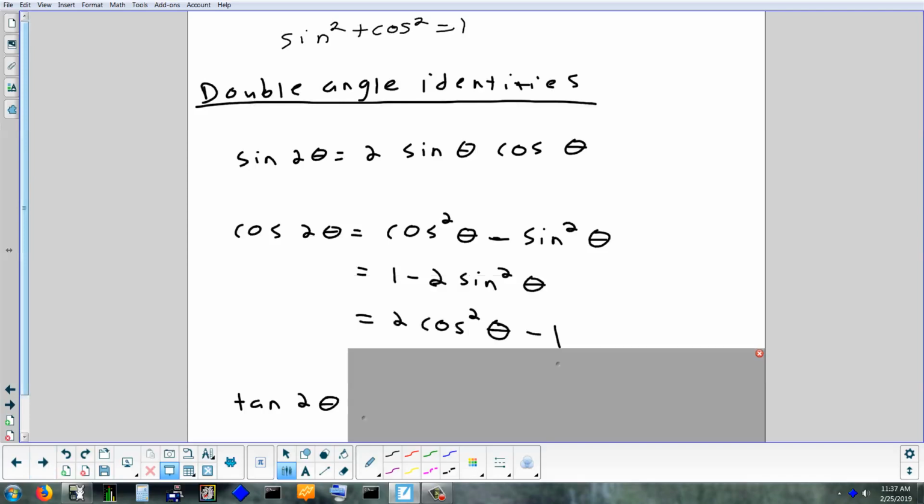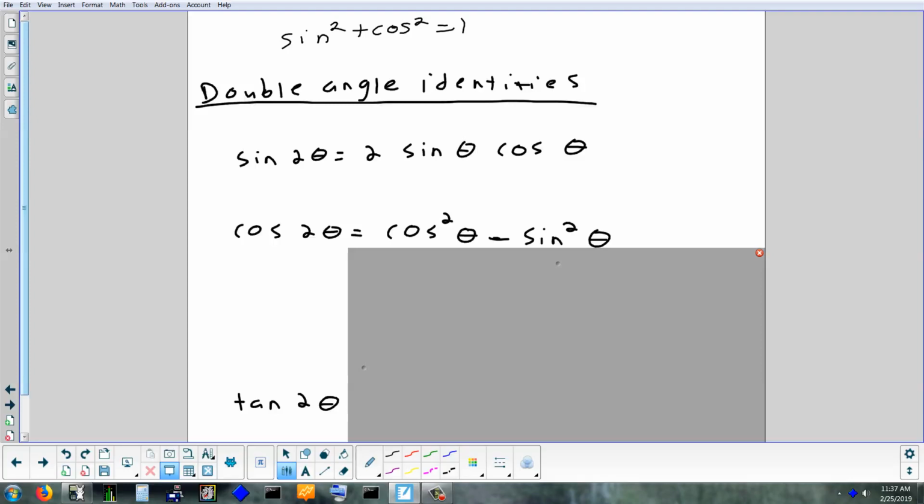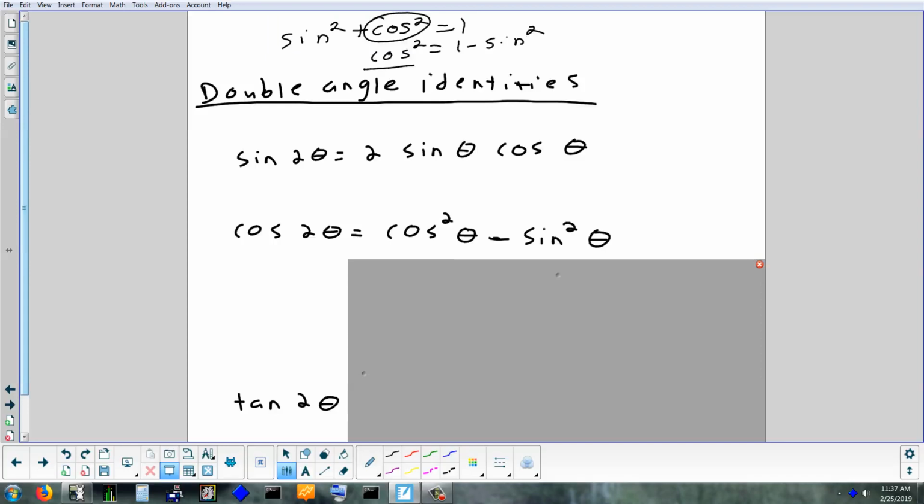Now, let's say I wanted to take that identity that Jake just gave me, and instead of getting the 1 by itself, I want to get cosine squared by itself. How would you move sine squared to the other side? Subtract it. So does everyone agree that that is true? Cosine squared is 1 minus sine squared. It's just rearranging an identity we did a couple weeks ago. So watch what happens if, instead of cosine squared, I write 1 minus sine squared.